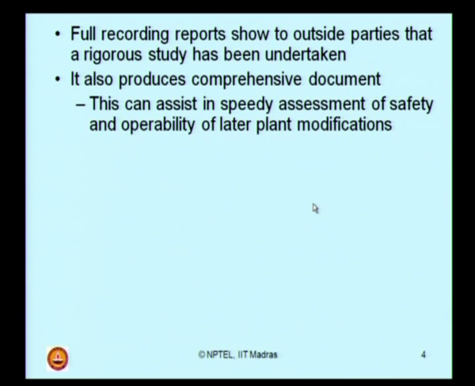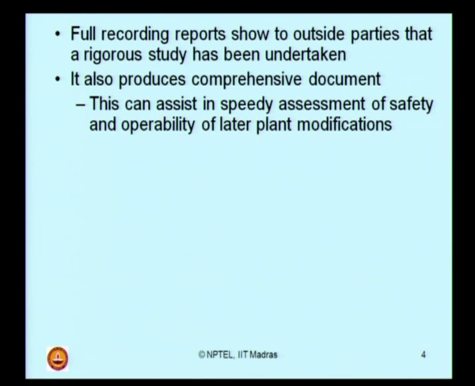Full recording reports are generally shown to outside parties because it is a rigorous kind of study which has been undertaken, and it reveals this status to the third party who studies this report. It also produces a comprehensive document. This can actually assist in speedy assessment of safety and operability of later plant modifications.